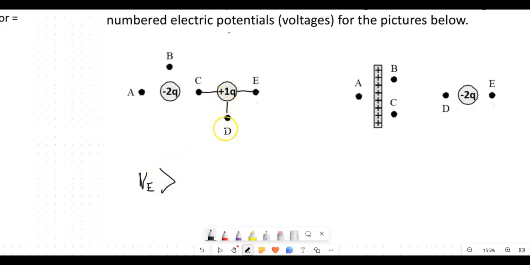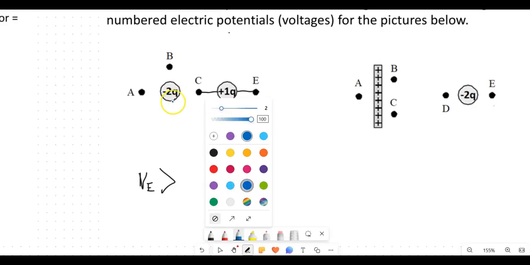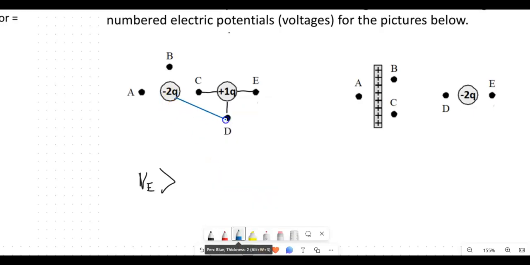Okay, now the voltage at E. Notice D is closer to this negative 2Q charge. The closer you get to that negative 2Q charge, the weaker the voltage, right? Notice how far away E is from that. So voltage at E is going to be greater than the voltage at D. And then you get to the voltage at C, okay? So what this is looking like for me is right there.